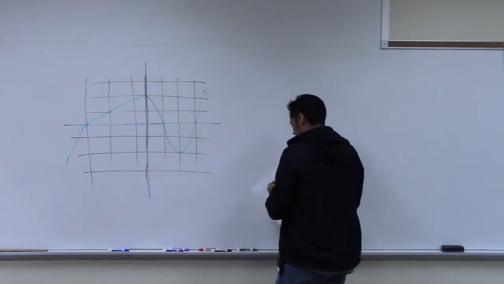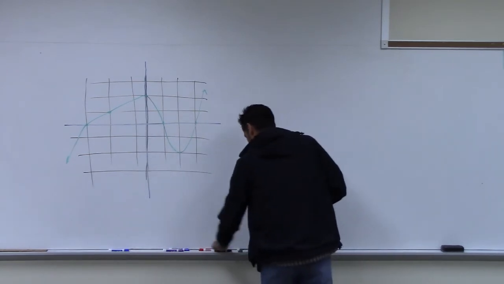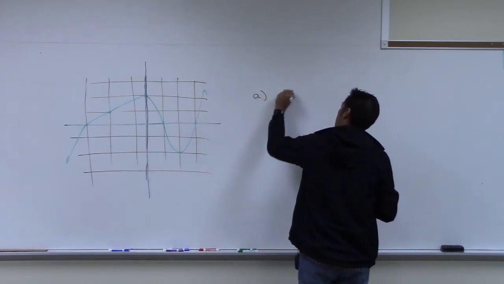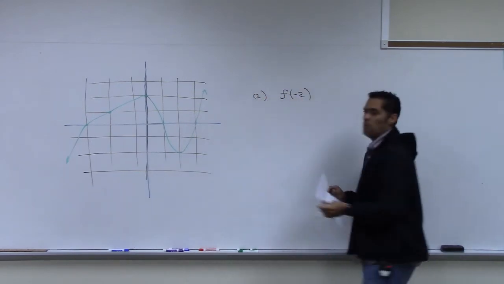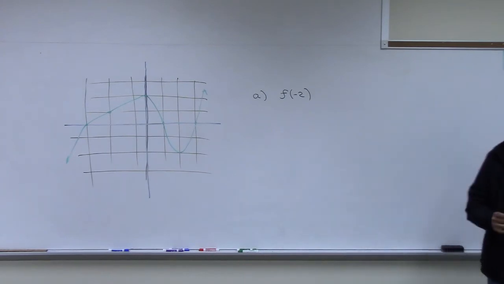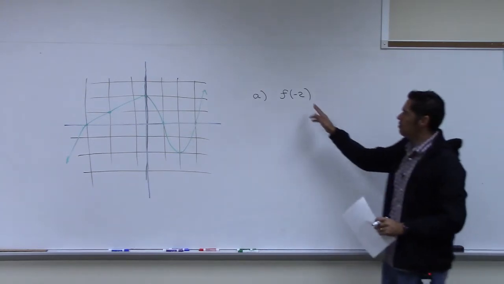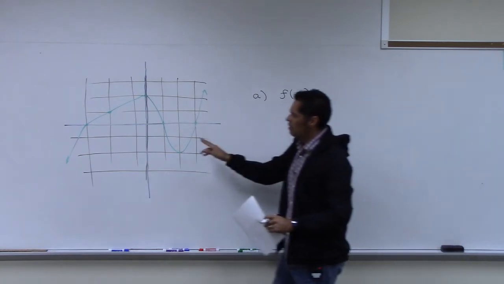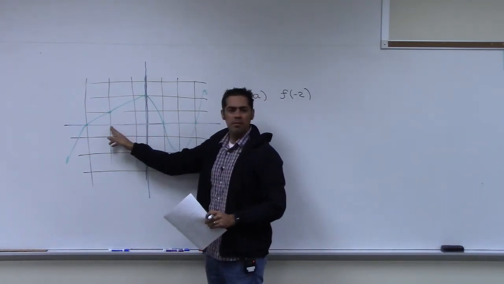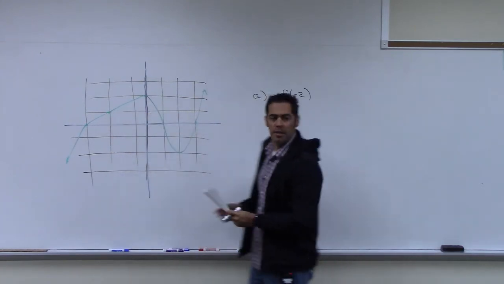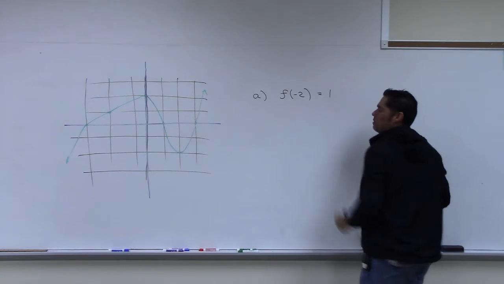Okay, so part A says find f of negative 2. So what is that asking me for? Find the y-coordinate of the point that corresponds to an x value of negative 2. So you go to negative 2 on the x-axis and you look for the point. It's right there. It's 1 unit high. So the answer is 1.